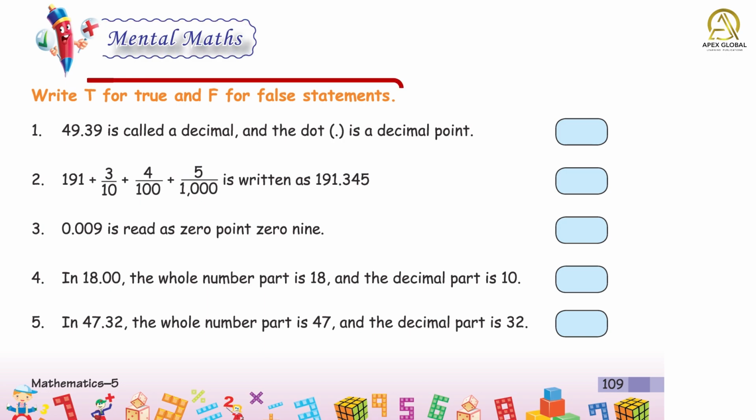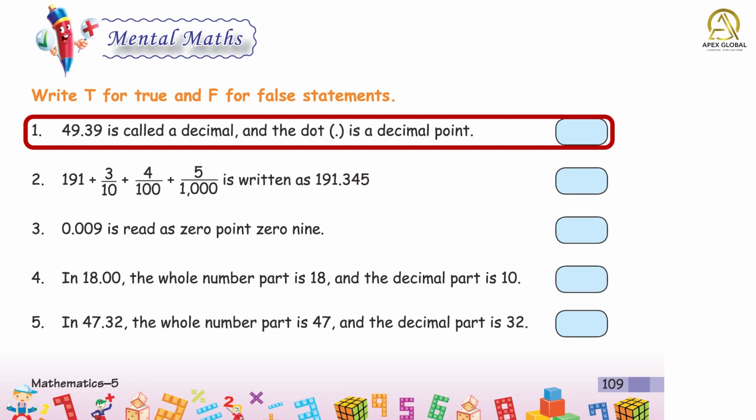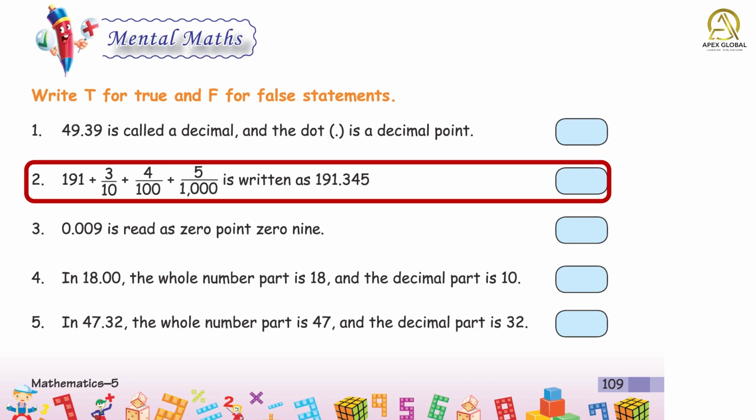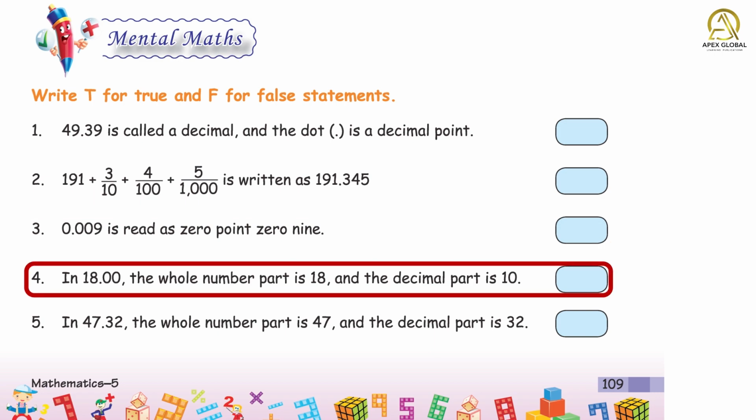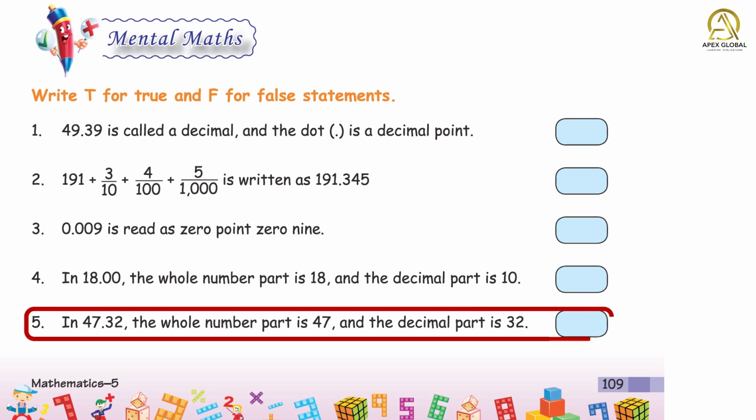Mental math. Write T for true and F for false statement. 1. 49.39 is called a decimal and the dot is a decimal point. 2. 191 plus 3 upon 10 plus 4 upon 100 plus 5 upon 1000 is written as 191.345. 3. 0.009 is read as 0.09. 4. In 18.10 the whole part is 18 and the decimal part is 10. 5. In 47.32 the whole number part is 47 and the decimal part is 32.